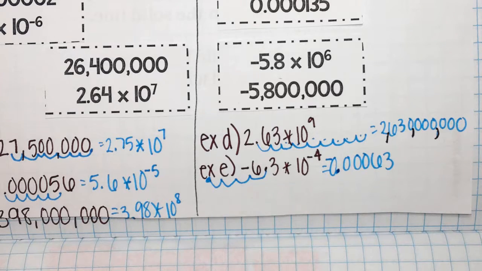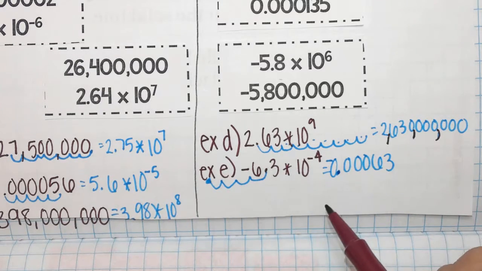Stand up. Do jumping jacks. What, sweetie? Because that's the point of what we're doing. Scientific notation puts it in decimal form.